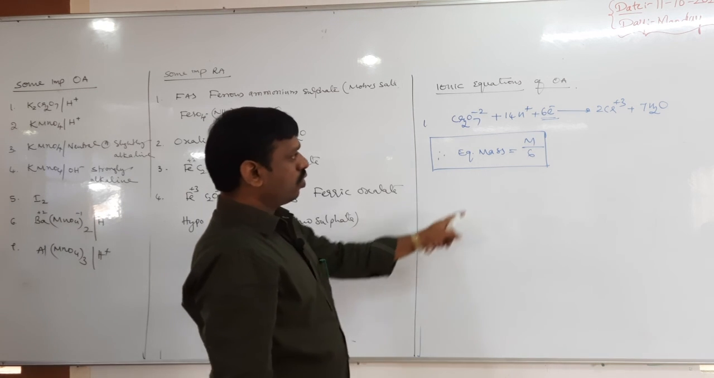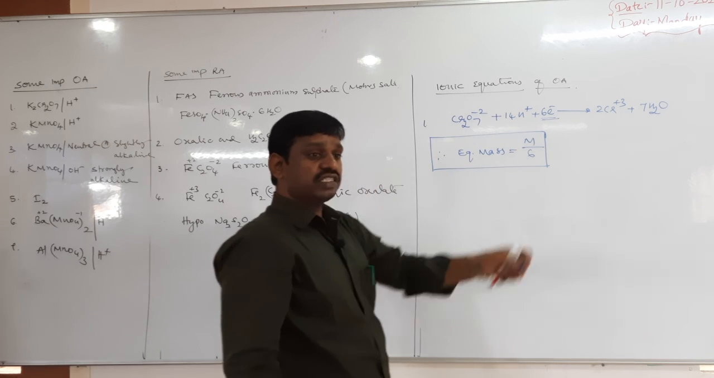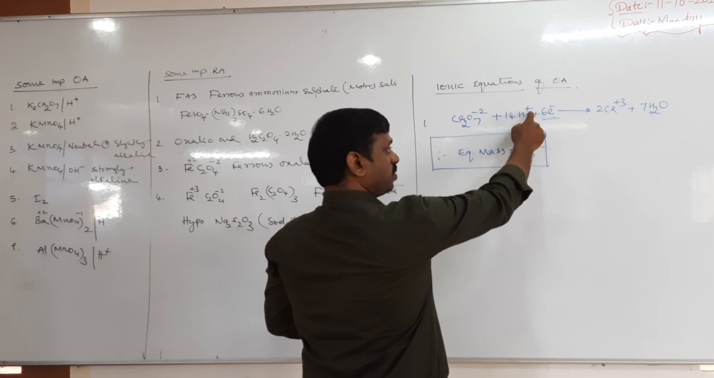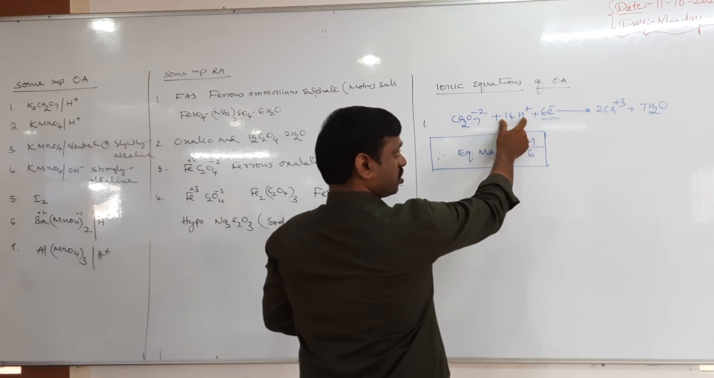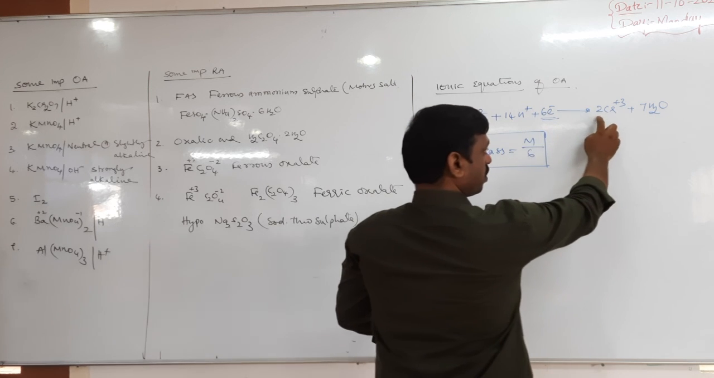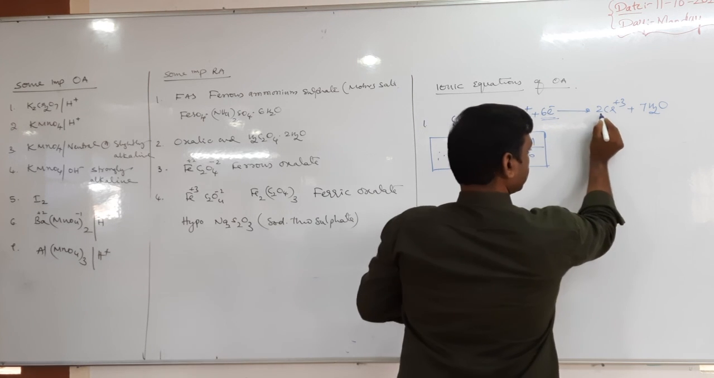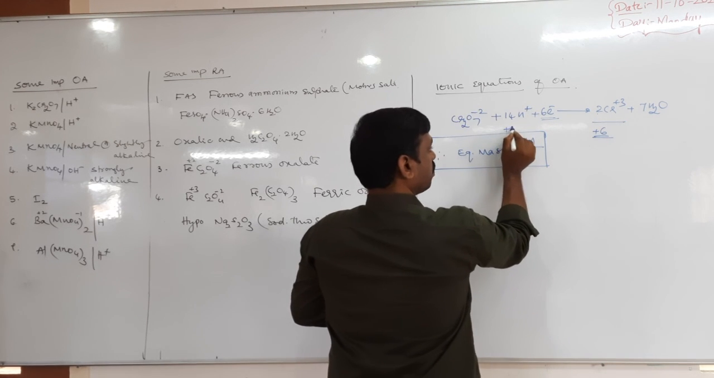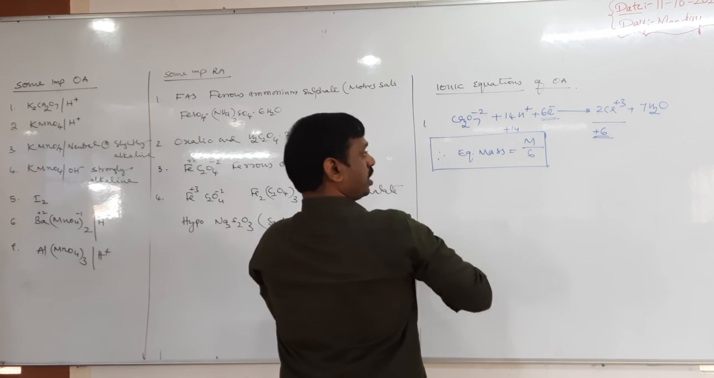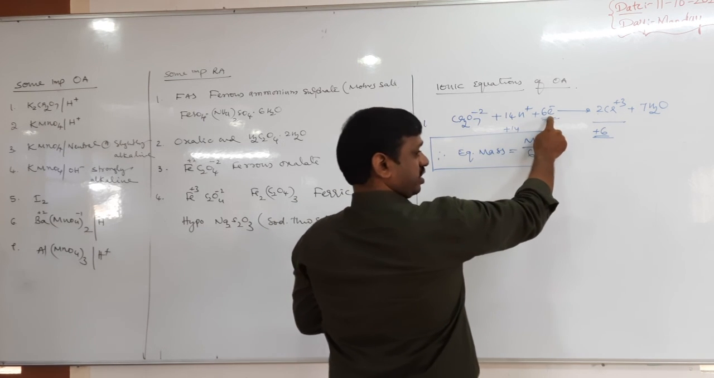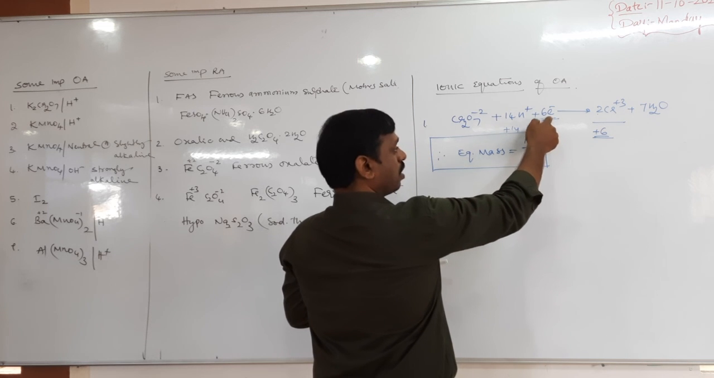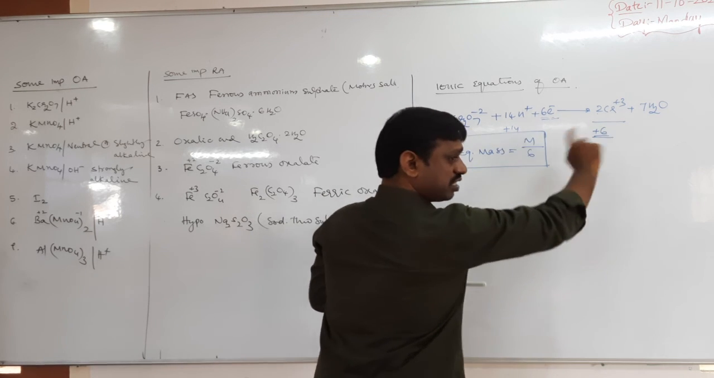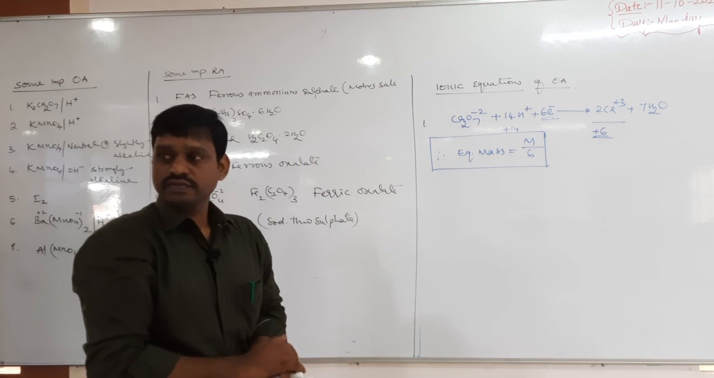Do you know why we have taken 6 electrons? For balancing. You just balance the charges. Here 14 H+ means how many positive charges? 14 positive charges. Here, Cr2O7 2− has 2 negative charges, and 14 positive minus 2 gives 12 positive. Here 2 Cr3+ is 2 times 3, which is 6 positive charges.